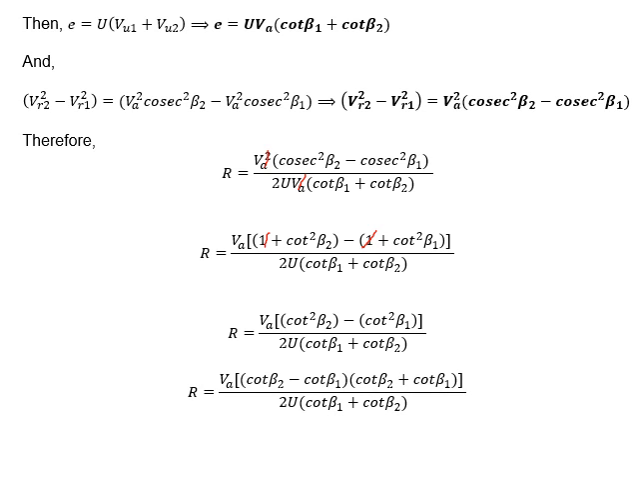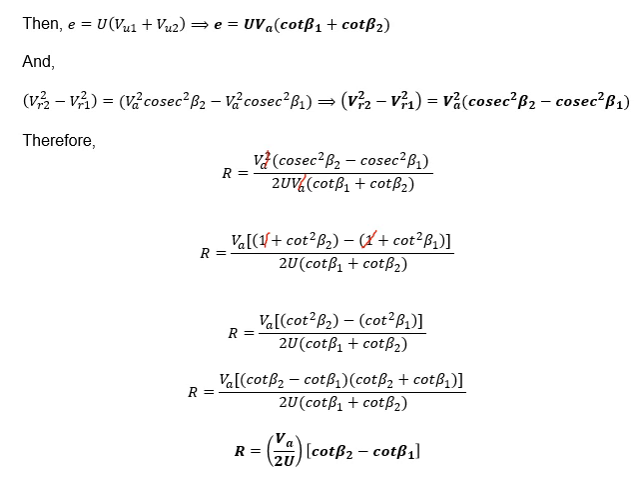Now in the numerator cot square beta 2 minus cot square beta 1 is there. That is in the form of a square minus b square. According to that, we can expand it as (a plus b) into (a minus b). So cot square beta 2 minus cot square beta 1 can be written as (cot beta 2 minus cot beta 1) into (cot beta 2 plus cot beta 1), and the denominator is 2 into U (cot beta 1 plus cot beta 2).